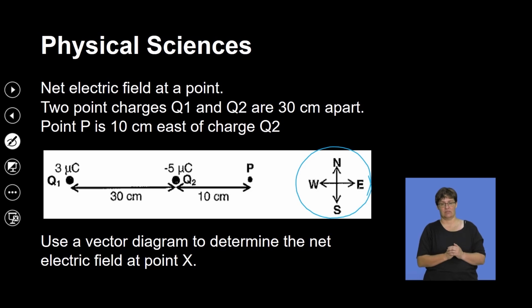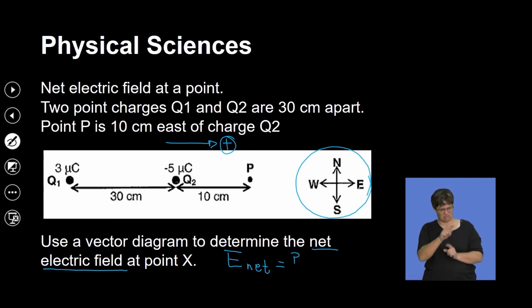So towards P is east, and towards Q1 is the opposite, which is west. For argument's sake, naturally, because I'm right-handed, I would choose east as positive, but it doesn't have to be like that. So we will take this one as positive as an example. Now use a vector diagram to determine the electric field at point P. We are talking about the net electric field at point P. So what are we looking for here? We're looking for E net.